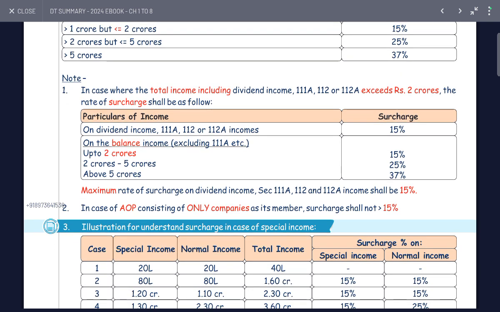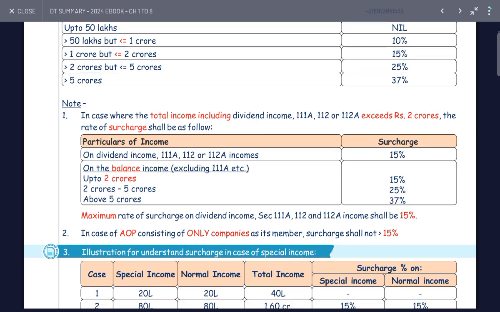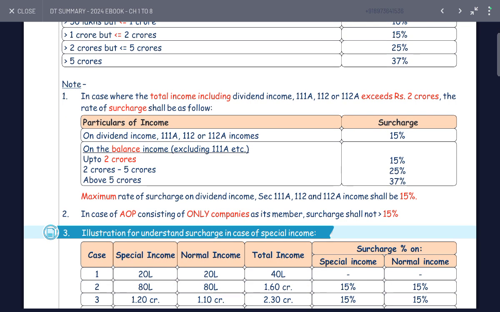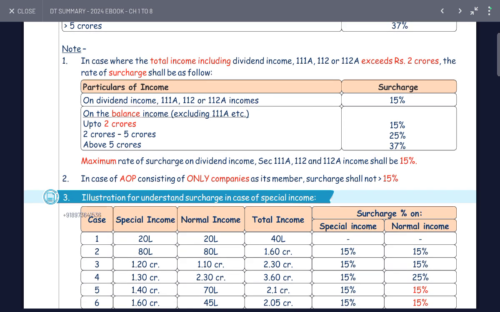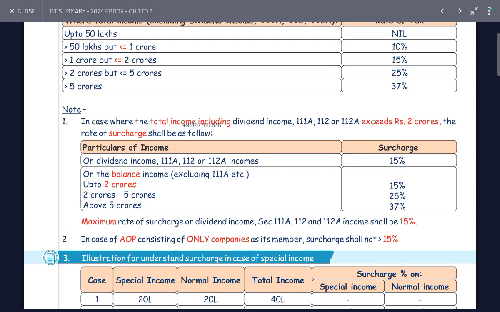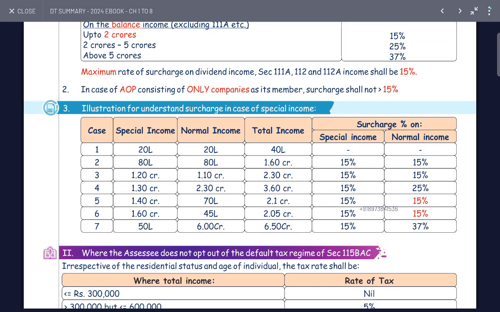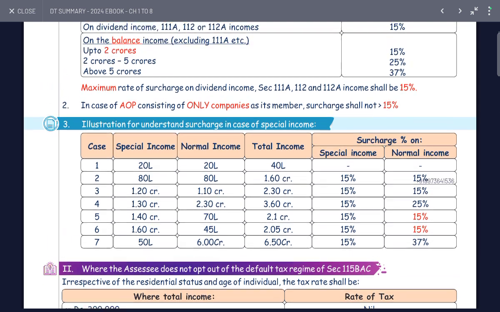In the case of total income including dividend income, section 111A capital gain and section 112 long term capital gain exceeding 2 crores, the following surcharge shall be followed. On dividend income and capital gains under 111A and 112, the surcharge is 15%. On the balance income, up to 2 crores nil, 2 to 5 crores 25%, and more than 5 crores 37%. Now, in the case of an AOP consisting only of companies as members, the surcharge shall not exceed 15%. Illustration: understand the surcharge in the case of special income.